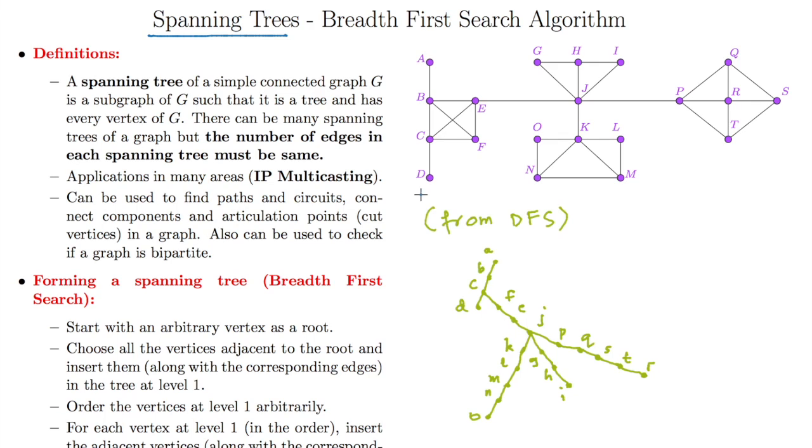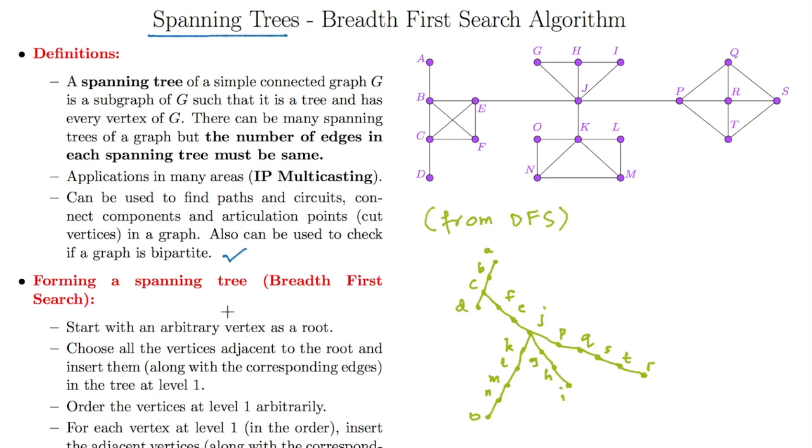It has applications in multicasting, Internet Protocol multicasting, and it can also be used to find some simple things like paths and circuits, connected components, cut vertices, articulation points, and also to check whether a graph is bipartite or not. So now we describe the breadth first search algorithm.